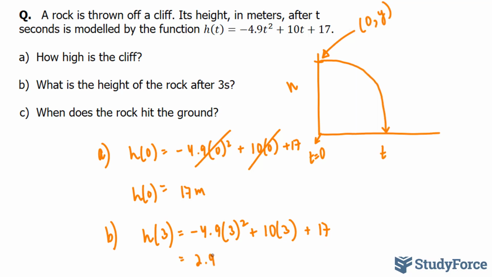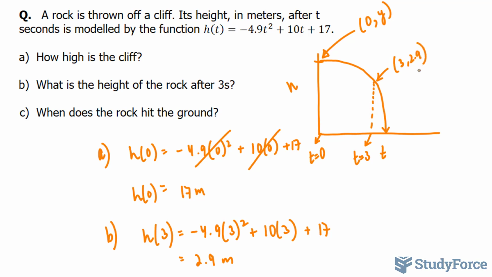What this means is that the rock is falling really quickly. Within 3 seconds, it has reached almost a height of 0, technically 2.9, versus what we started off with at 17. So let's say that this over here represents t is equal to 3, and this would represent the point (3, 2.9).